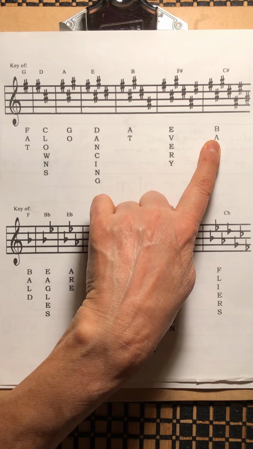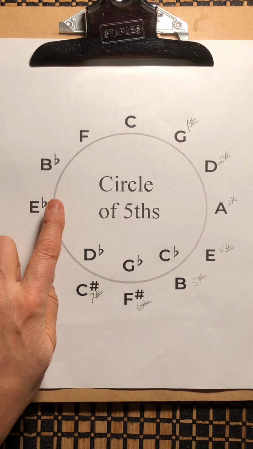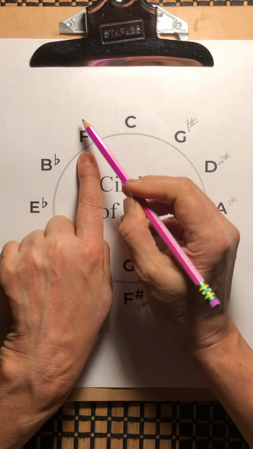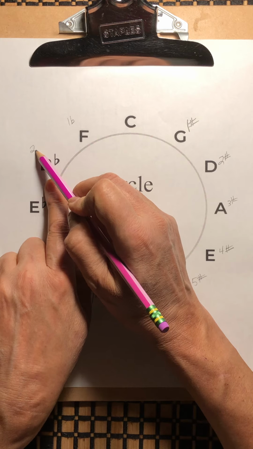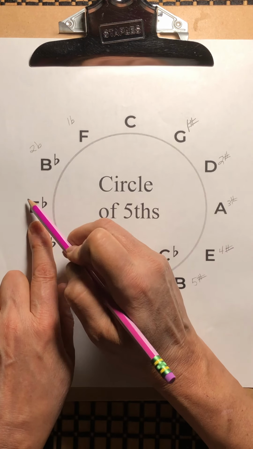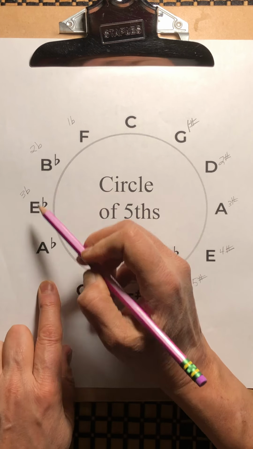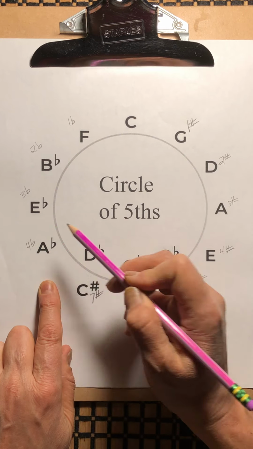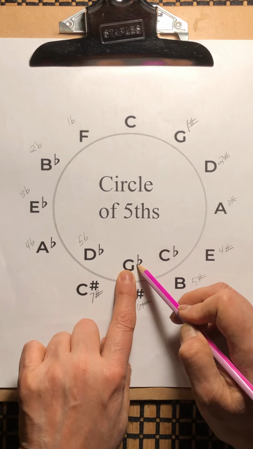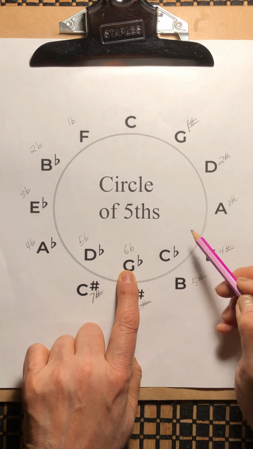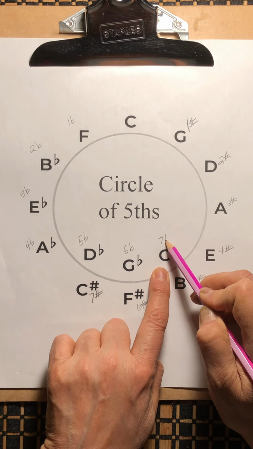And now let's take a look at the flats. F has one flat, B flat has two flats, E flat has three flats, A flat has four flats, D flat has five flats, G flat has six flats, and C flat has seven flats.